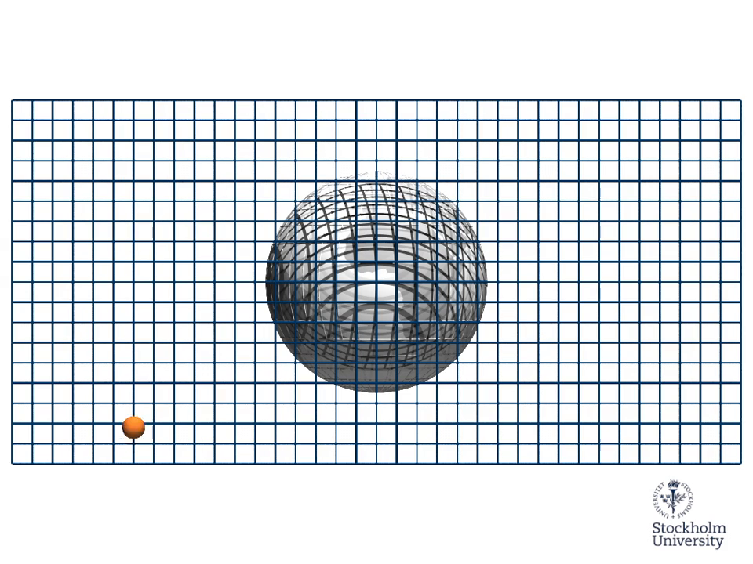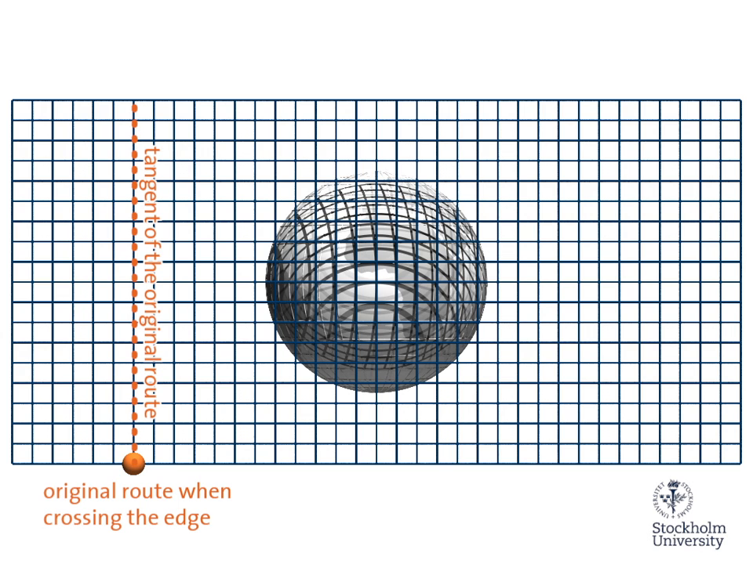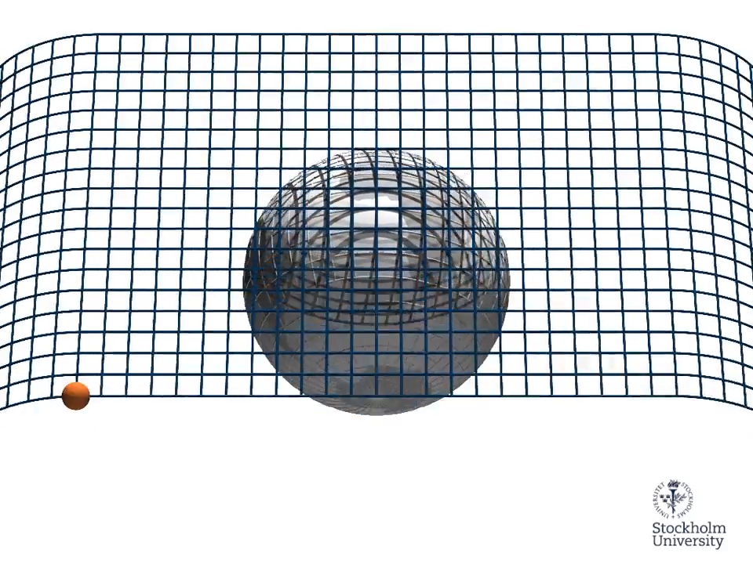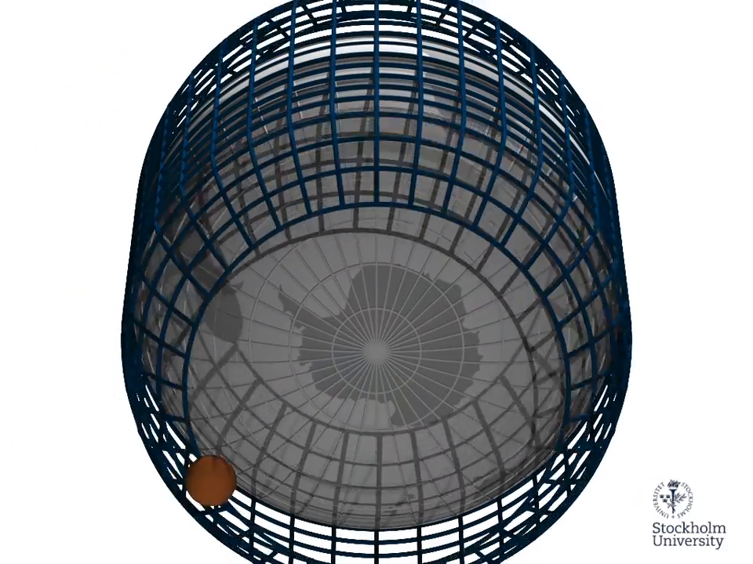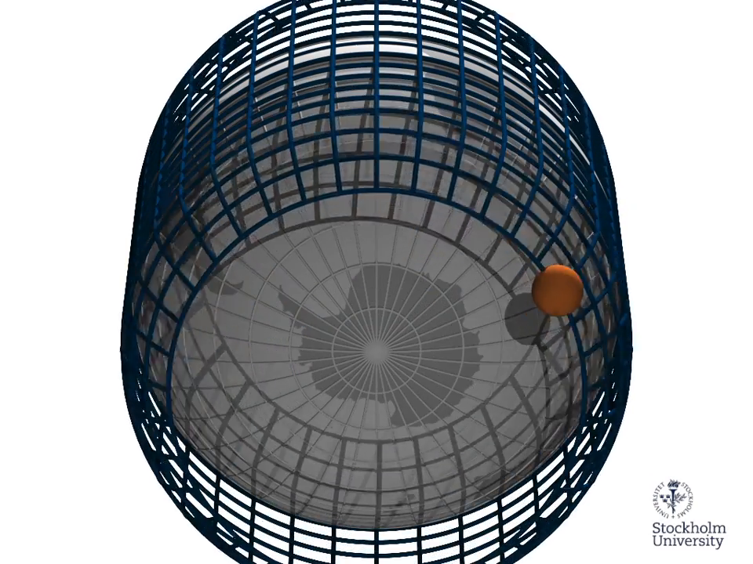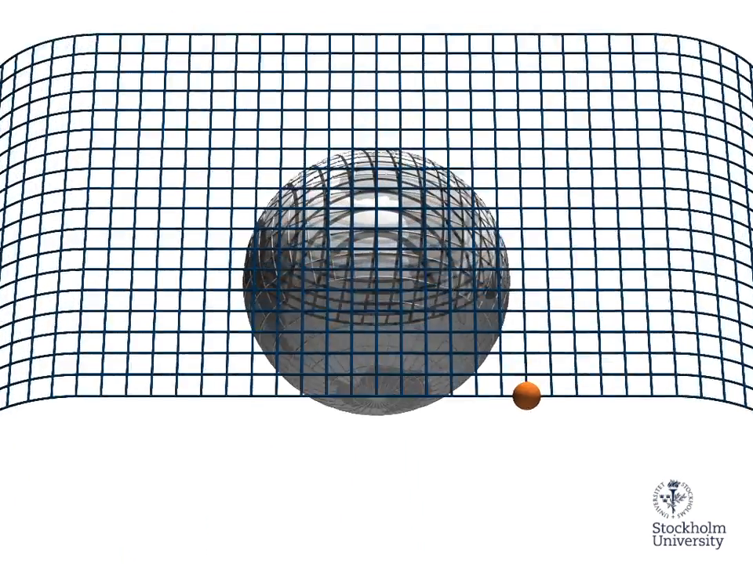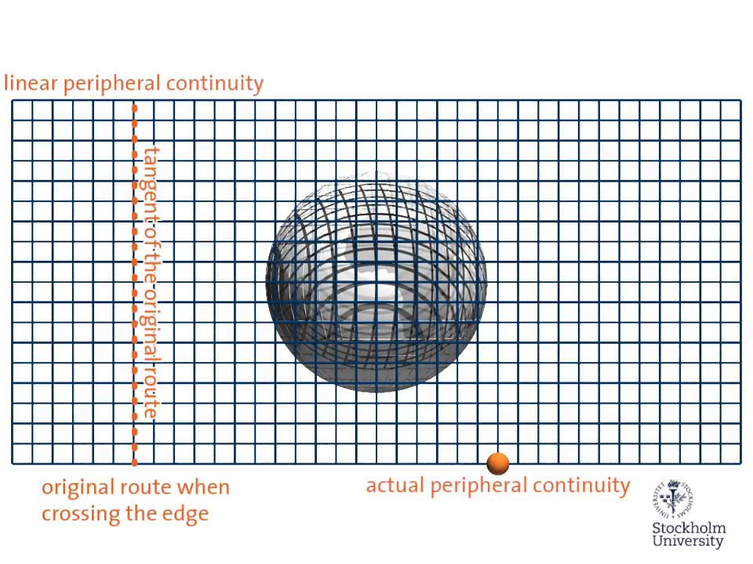The last example for the cylindrical projection is when we follow a route along a longitude. According to our hypothesis, the peripheral continuation will be along the same longitude. But the actual continuation when reaching the South Pole is away from the South Pole, a half lap around the world before continuing along the original longitude.